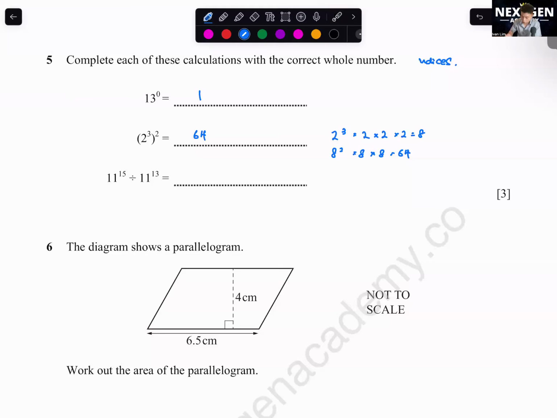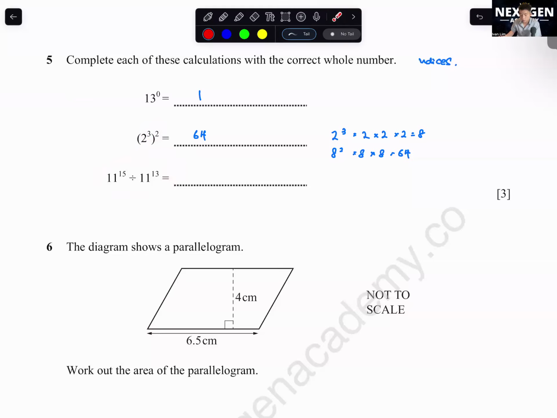Okay, you can also do 2 to the power of 6. Also can. 2 to the power of 6, then you will do 2 times 2 times 2 times 2 times 2 times 2. Okay, 6 times. Up to you.